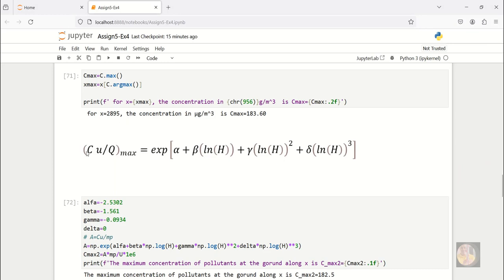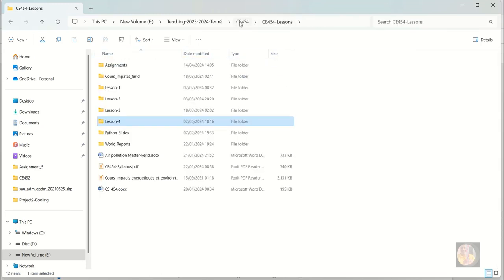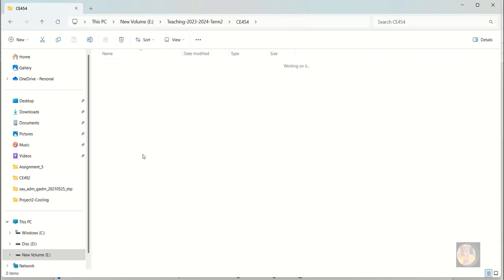So let's go back to this. This is my exponential relation, so I'm defining it as alpha, beta. Alpha is taken from the book. We can open the book. Oh, sorry, we go to the assignments. So this is the book.